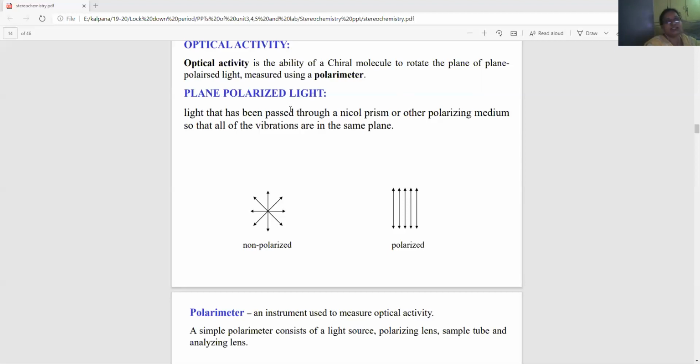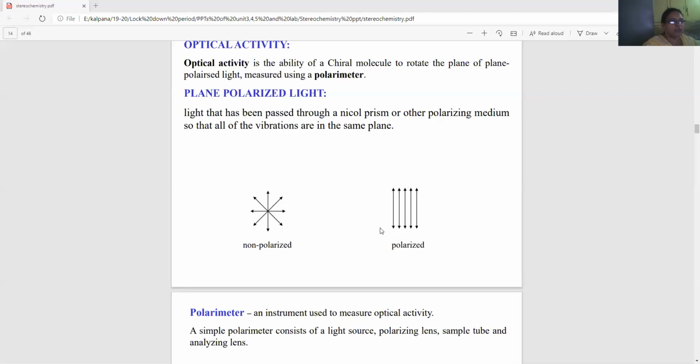So what is plane polarized light? It is light that has been passed through a nicol prism or other polarizing medium so that all the vibrations are in the same plane. You can see here the polarized light has vibrations in the same plane, whereas non-polarized light goes in any direction. This is in one direction, and this is in any direction. So plane polarized light is passed through a nicol prism.